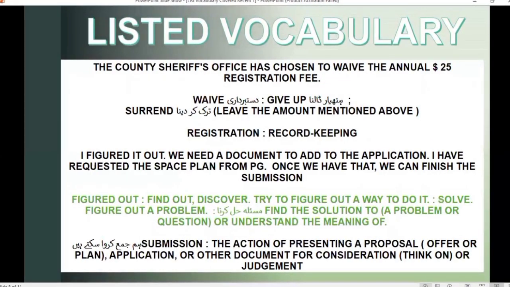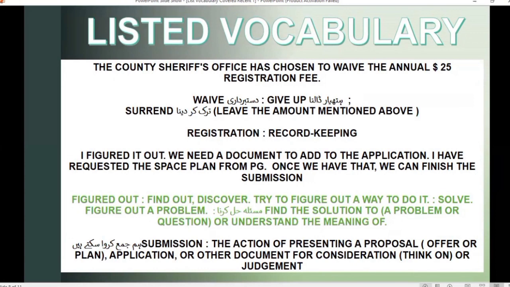The county sheriff's office has chosen to waive the annual 25 registration fees. Waive, दस्तबरदारी, give up, छोड़ देना. Surrender, तरक करना. Leave the amount mentioned above. Registration, recording, record keeping, अपने record में शामिल करना.